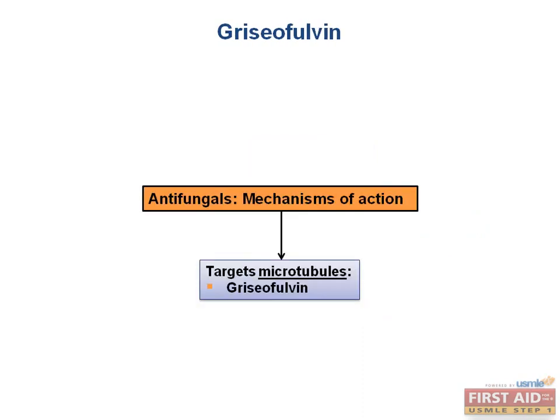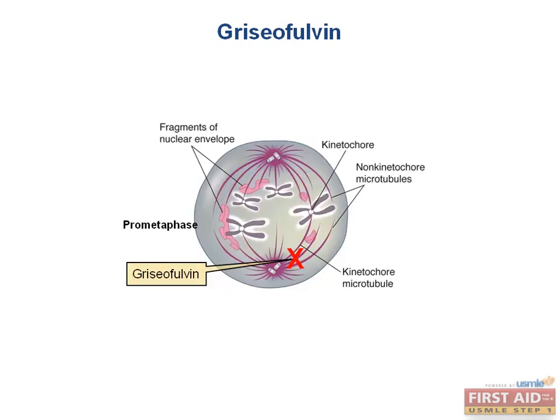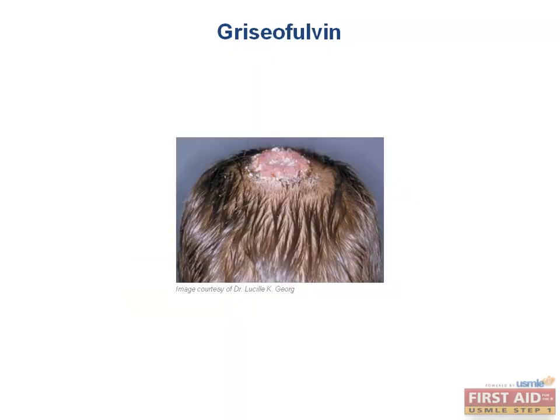Next we have griseofulvin, which targets microtubules. It disrupts mitosis by interfering with the microtubule function. This oral, aka PO medication, is used to treat superficial fungal infections by dermatophytes, such as tinea and ringworm. This image shows tinea capitis.